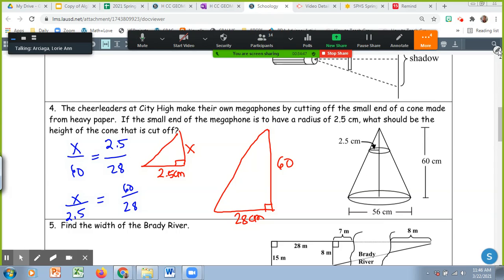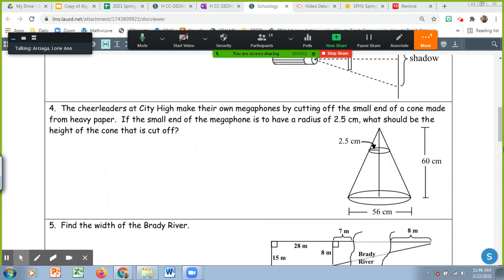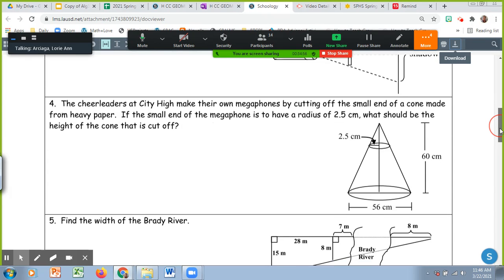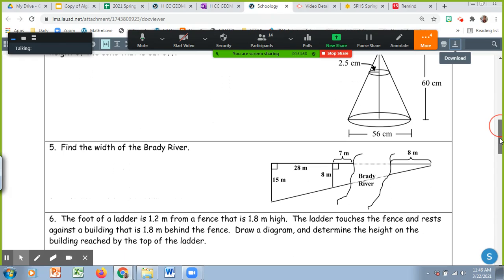Okay, so think about that. James said 5.36. Mishka rounded it off to 5.4. What answer are you getting? Oh, I like this one. I like number 5. All right, think about number 5.